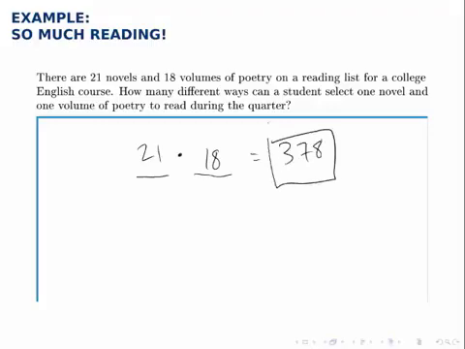Notice if we flip things around and made the choice of poetry first and the novel second, it would just be 18 times 21, which is still 378. So the order that we think of the choices doesn't matter. It just matters that we consider that there are two separate choices that we're making, and we have a certain number of ways of making each choice.